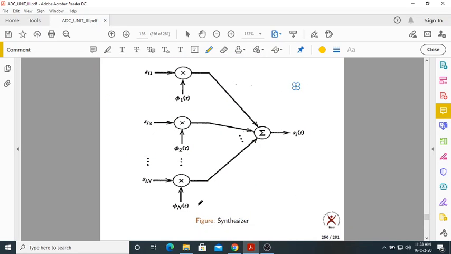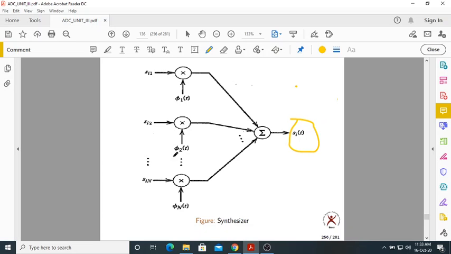So now this is the synthesizer. Here this is Si. How to get Si of t? How to realize Si of t? We have to multiply Si1 with phi 1 of t. This is a product. Next, Si2 with phi 2 of t, and so on, Sin with phi n of t, and add them all.